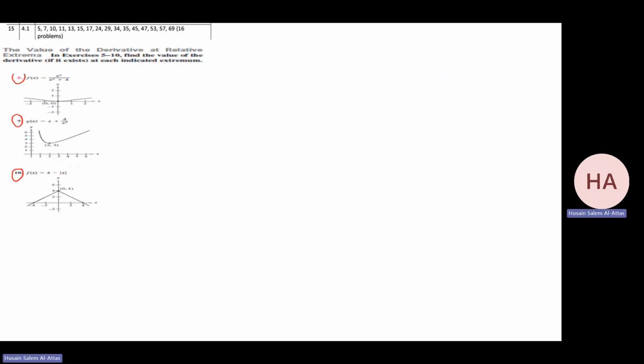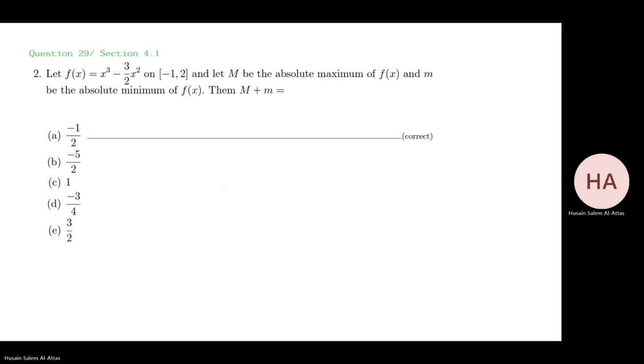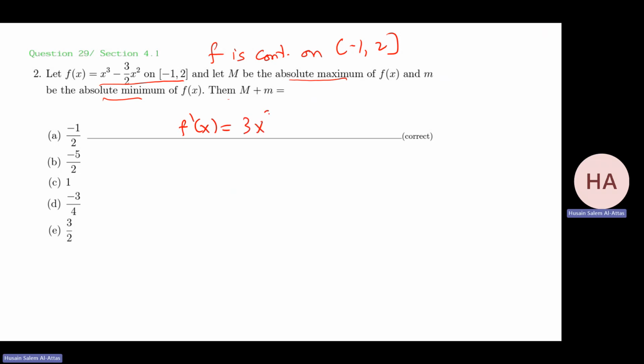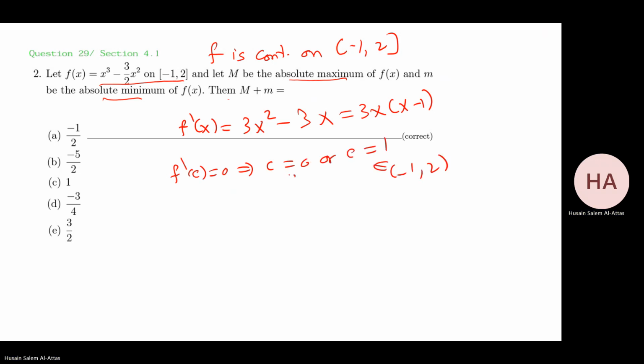Let f of x equal this. And let M be the absolute maximum, small m the absolute minimum, find M plus m. Okay. F is continuous on this interval. So check f prime. That will be 3x squared minus 3x. Correct? Yeah. So I can take 3x as common factor, I have x minus 1. F prime at c equals 0. So I have c equals 0 or c equals 1. This belongs to the interval. And this belongs to the interval. So I check f of 0, f of 1, f of minus 1, f of 2.